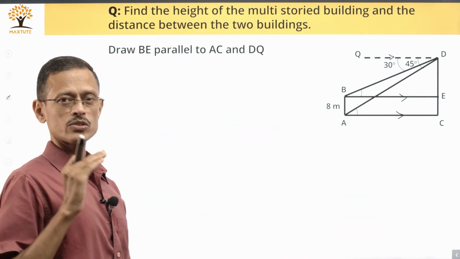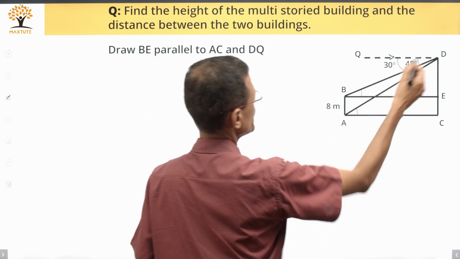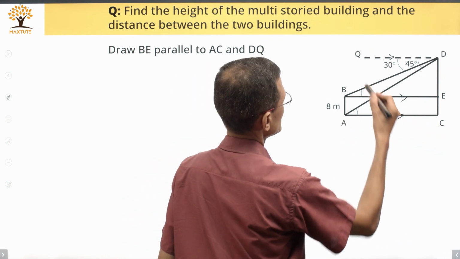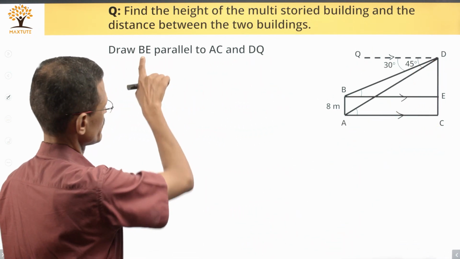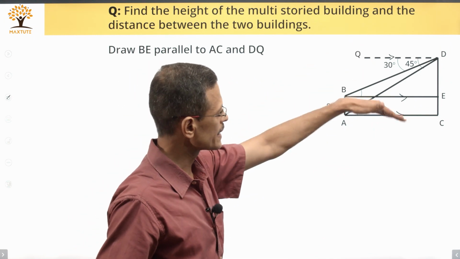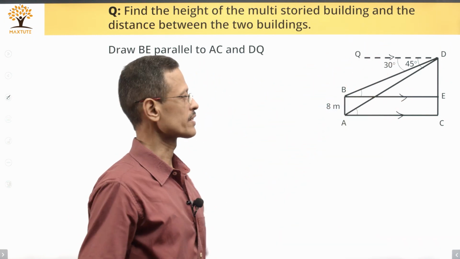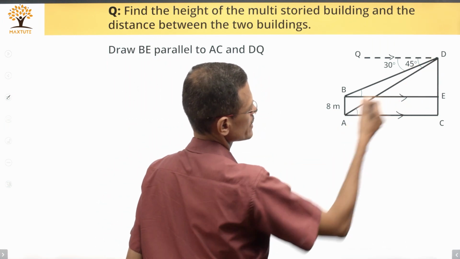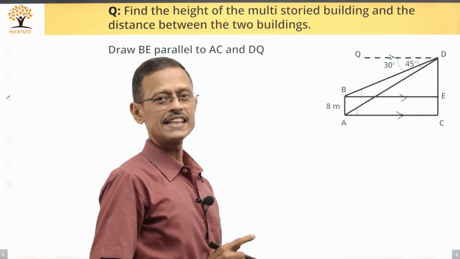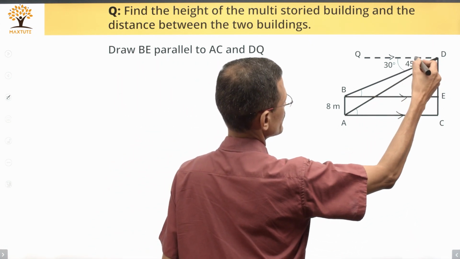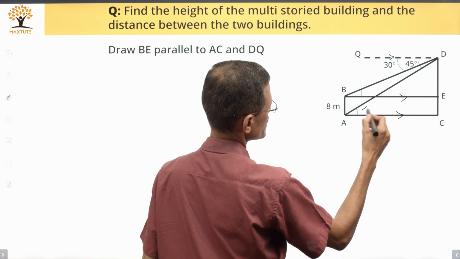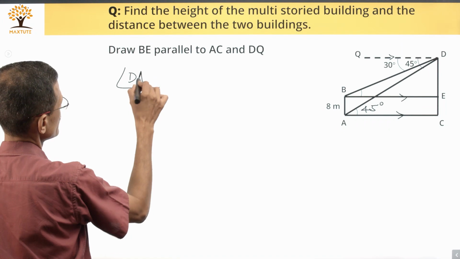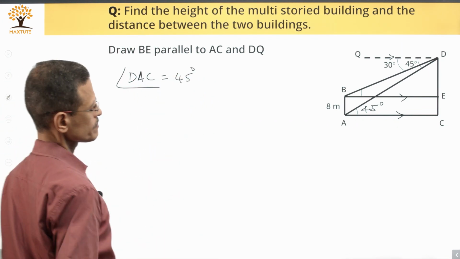We will establish a few things to start with. We are going to find out angle DBE and angle DAC. That is the first thing that we are going to do. Lines AC and QD are parallel, that is given. We have drawn BE in such a way that it is parallel to these 2 as well. Because AC and QD are parallel and DA is a transversal that cuts through them, alternate interior angles will be equal. If this angle is 45 degrees, the alternate interior angle DAC will also be equal to 45 degrees. So, we have established that angle DAC is equal to 45 degrees.